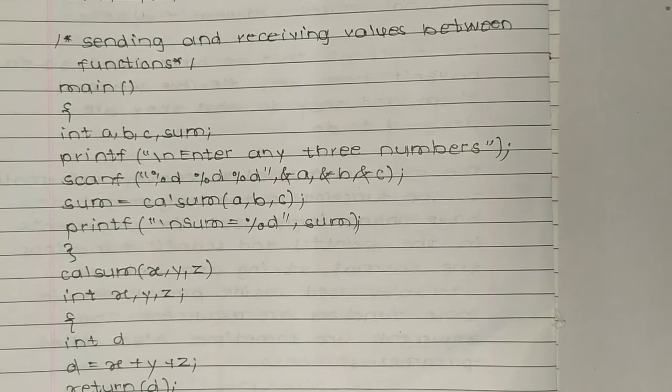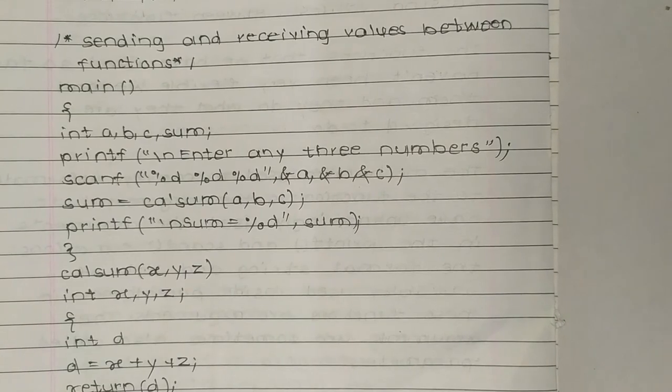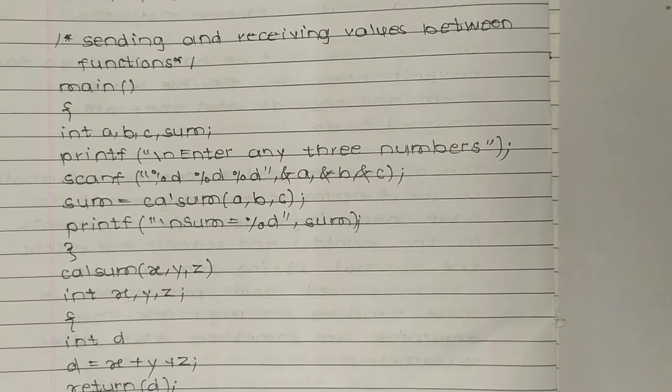Now here comes the sum part: sum = calsum(a, b, c); calsum is a function which we will write after completion of this program. Then printf("\nSum = %d", sum); the \n is used for writing on the next line. Then the program is complete. Now calsum is a function which we will write separately, so let us discuss calsum.